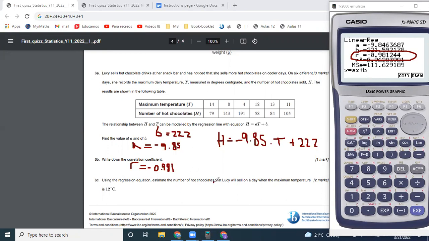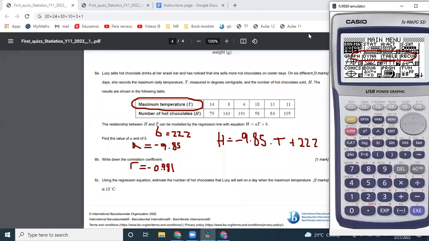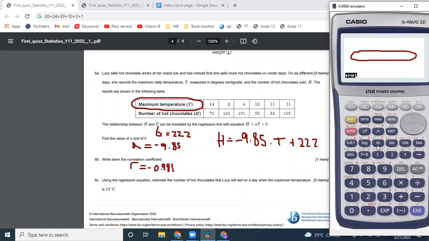And now use the regression equation. Using the regression equation, estimate the number of hot chocolates that Lucy will sell on a day when the maximum temperature is 12. Since T was the value of X, we should use this to estimate H, right? So we will just go to the calculator, for example, and do minus 9.85 times the value for the temperature, which in this case is 12, plus 222. And the answer is 103.8. Since we are talking about the number of hot chocolates and we want to estimate it, the answer would be the nearest integer, right? So in this case, 104 should be the answer.